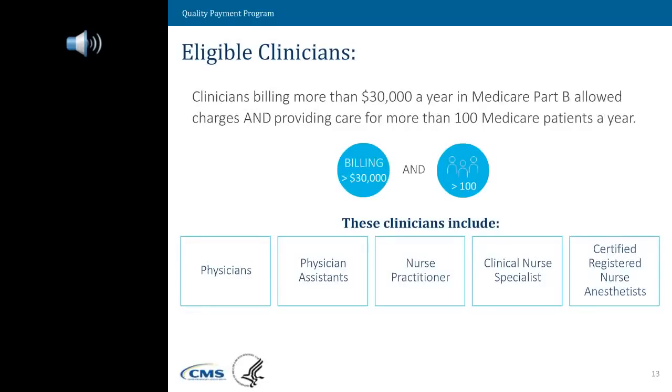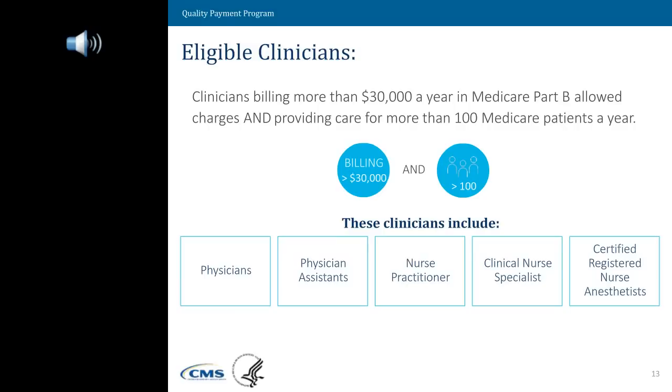So who is eligible to participate under MIPS? You're eligible to participate under MIPS if you are considered a physician assistant, a nurse practitioner, a clinical nurse specialist, or a certified registered nurse anesthetist. One thing I do want to note is that physicians under Medicare include not only doctors of medicine and doctors of osteopathy, but also dentists, podiatrists, and optometrists, as well as chiropractors. You're also eligible to participate in the MIPS if you bill more than $30,000 annually in Medicare Part B, and if you see more than 100 Medicare patients in a year.